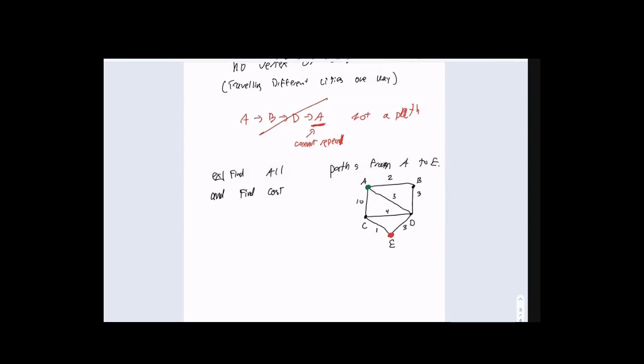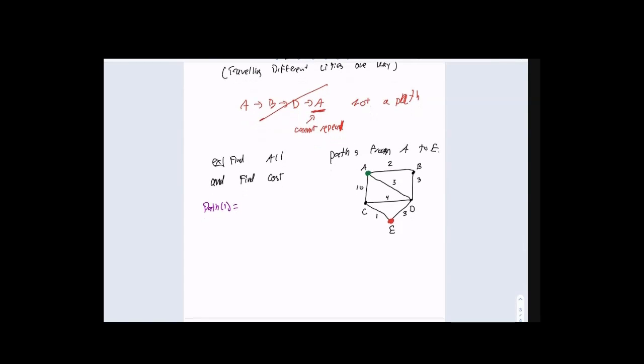So let's do this. For my notation, this is my first path. Can someone tell me how to get from A to E without repeating a vertex, without repeating an edge? I'm always going to start at A. So A, then B, then D. Yeah. This is what Christine said. Then C, then E. Yeah.